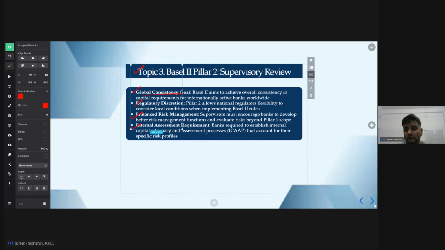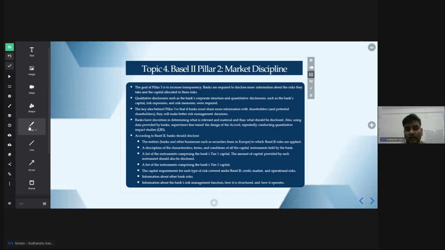Okay. Then we look at Pillar 3, market discipline. Actually, this is Pillar 3, right? The goal of Pillar 3 was to increase transparency, enable market participants to assess the bank's riskiness, and use disclosure as a disciplinary mechanism, right?